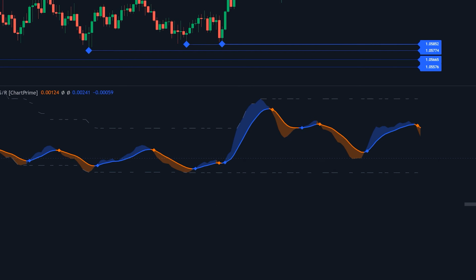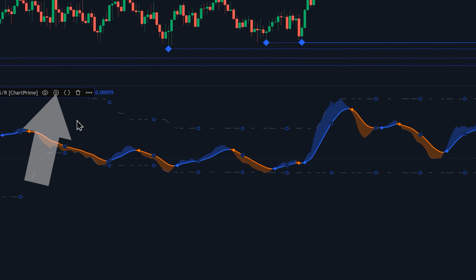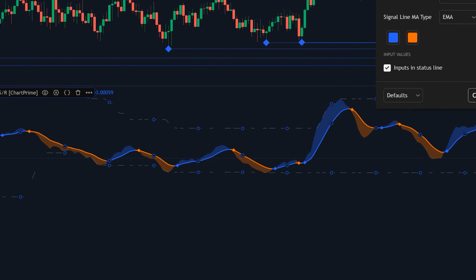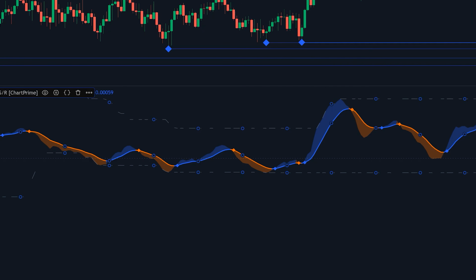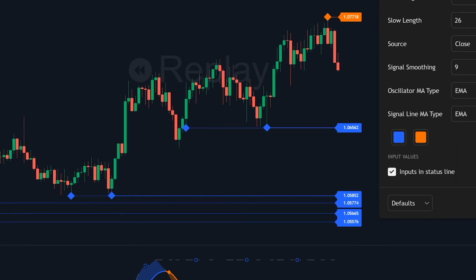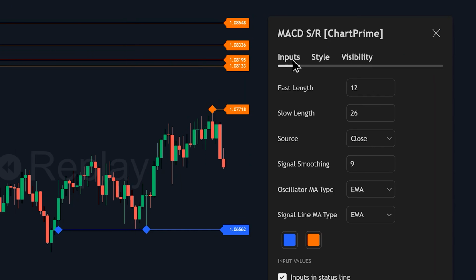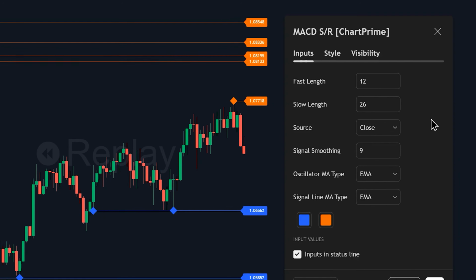Next, let's peek into the settings, though for this particular indicator, the description doesn't really point to many user-facing tweaks for the core S&R generation logic itself, as it's pretty automated. The main things you can usually adjust with MACD-based indicators are the MACD's own parameters, like the fast length, slow length, and signal smoothing. The description mentions it uses standard MACD, so you could experiment with those if you're an advanced user, but the default settings are often a good starting point.